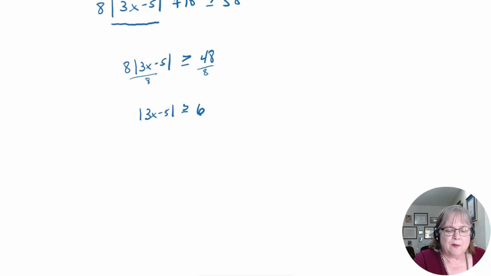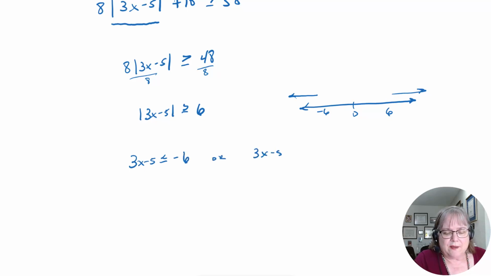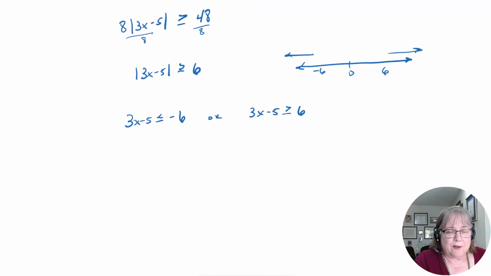Now, this is where we think of what am I actually doing? This is a person named 3x minus 5, and they are past 6 or past negative 6, or equal to, because they might actually be standing at one of the two sixes. So this is where we set up our two cases. So 3x minus 5 is less than or equal to minus 6, or 3x minus 5 is greater than or equal to 6.